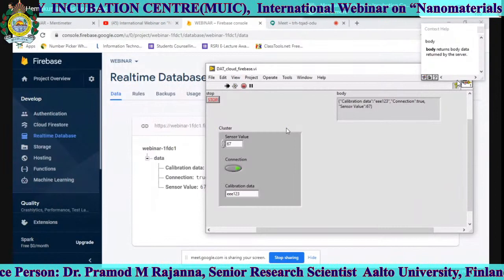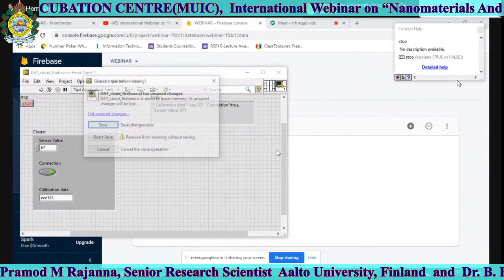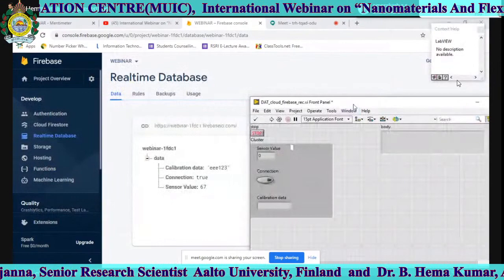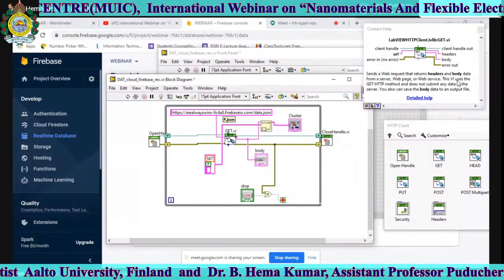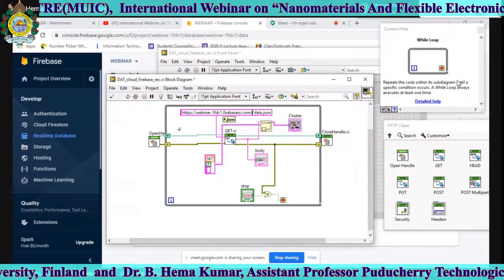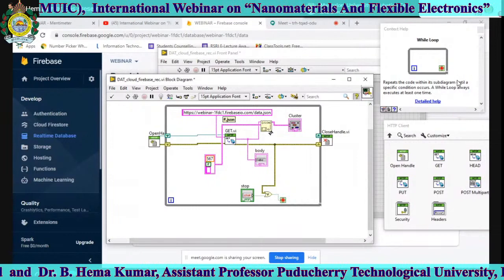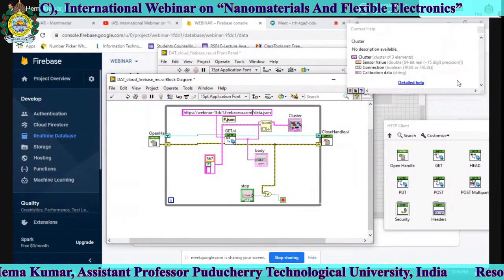I'll just show you how to receive the data from the cloud, just the opposite of this. I'm just going to open the receive part. In the receive part, you can see the same thing. Instead of put, I'm going to use get. So I need to change the address where I'm going to retrieve the data. It will be in JSON format. I'll convert the JSON data to cluster data, and I'll be presenting the data on the PC here. Okay, so I'll just run.